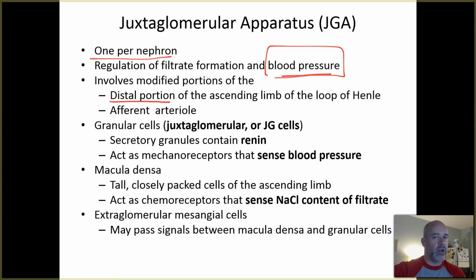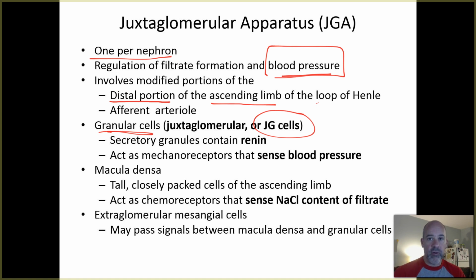Again, proximal means you're closer to the renal corpuscle. Distal means you're farther away along that pathway from there, even though they do come back together and form this structure. So the distal portion of the ascending limb, where it's kind of becoming the distal convoluted tubule, and also these granular cells that are located next to the afferent arteriole. There's another name for those. They can also be called JG cells or juxtaglomerular cells.